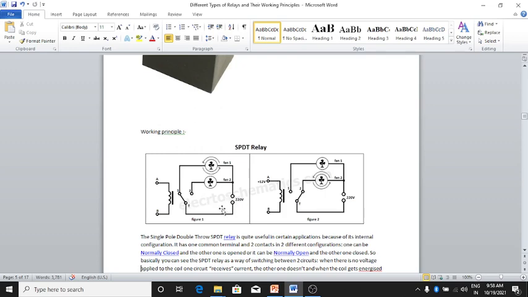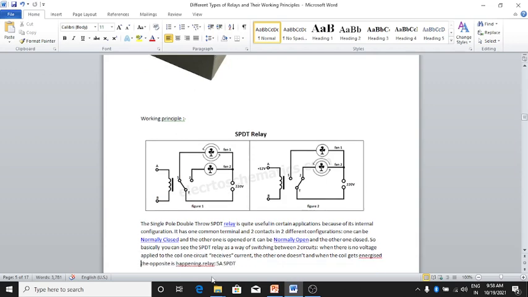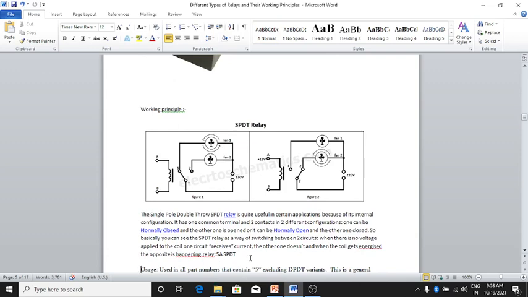Clear? In first figure and figure 2, what happened there? We will discuss the working principle of the SPDT, single pole double throw relay. The SPDT relay is quite useful in certain applications because of its internal configuration. It has one common terminal and two contacts in different configuration. One can be normally closed and the other open, or one normally open and the other closed. So basically you can see the SPDT relay as a way of switching between two circuits.